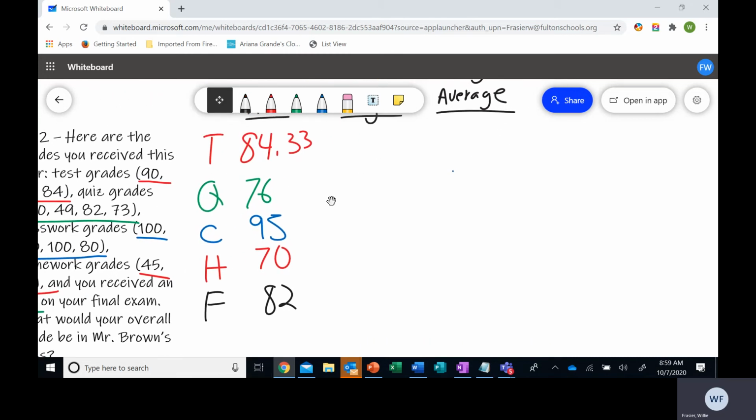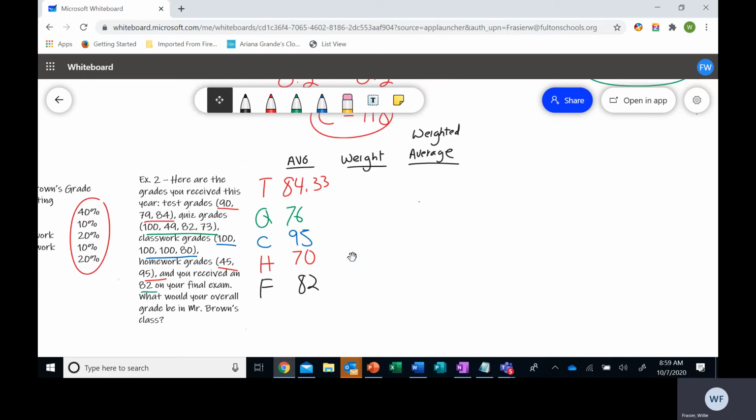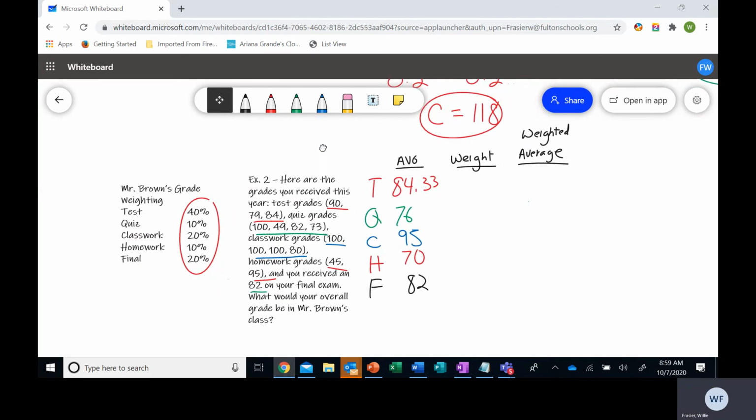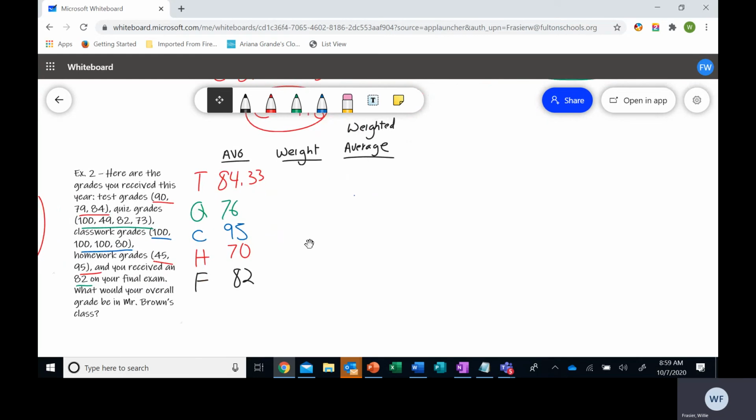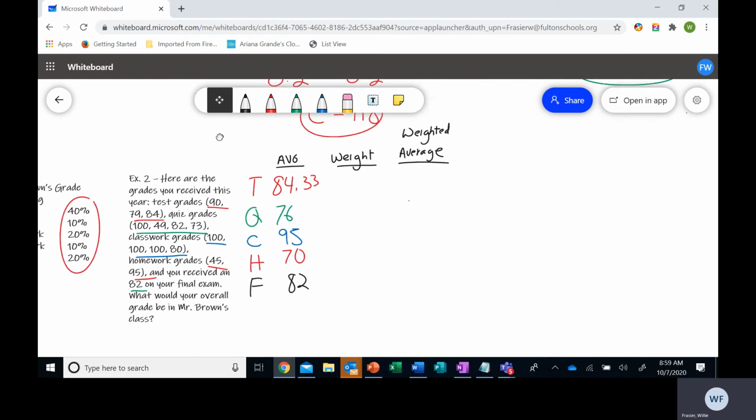Well, of course, we grab all the weights. That's what we have to do here. We take all the weights from Mr. Brown's class, and that's over here. That's what we're looking at right here. So let's go ahead and put all the weights in here, and we're going to put them in decimal. So this would be 0.4, 0.4, and this would be 0.1, 0.2, 0.1, 0.2.